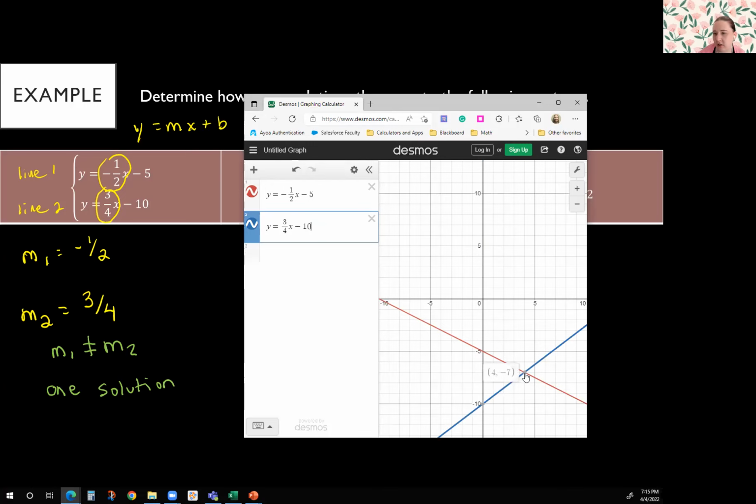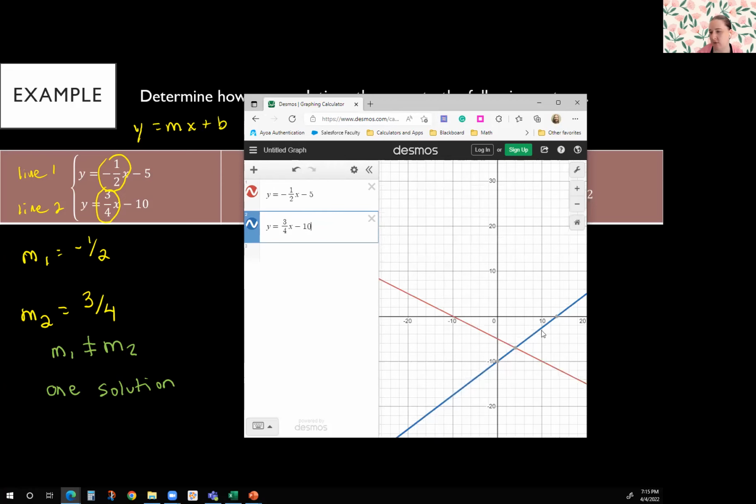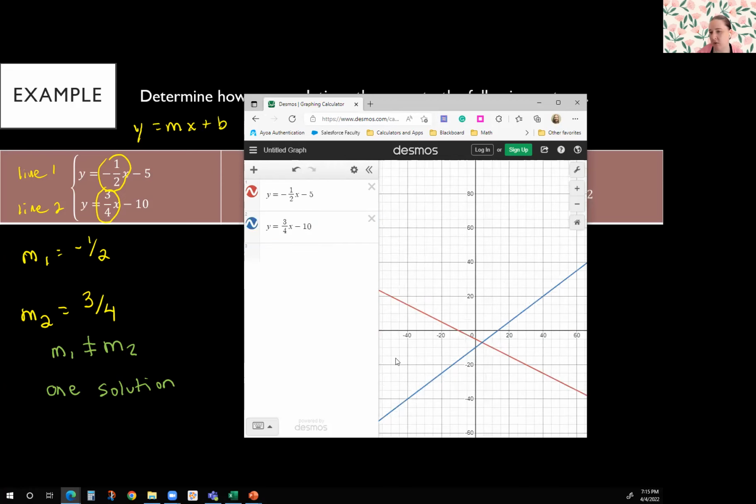So you can see they intersect. This would be the solution. So the solution to this system would be (4, -7). And if you zoom out, that's going to be the only place where they intersect. So there's only one solution because these are lines. They're not going to curve back and cross over each other again. They're going to cross only at one spot. And this is because they had different slopes. So different slopes means that we have one solution.